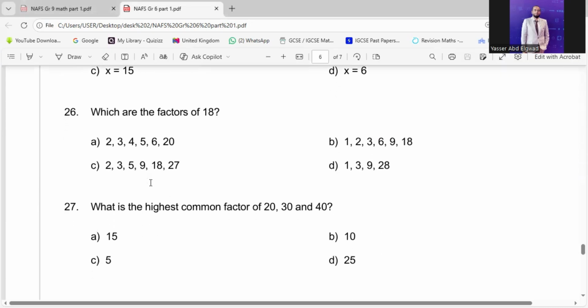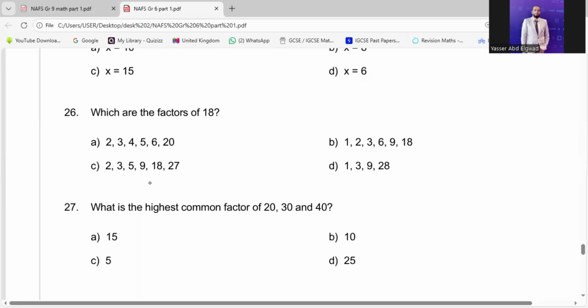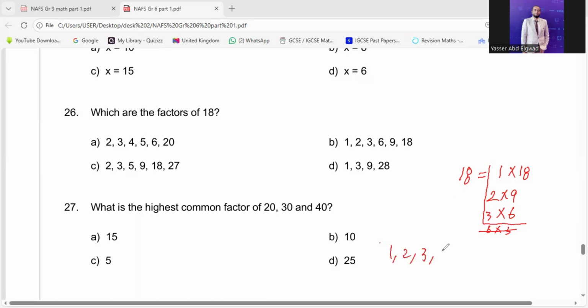26. Which are the factors of 18? Factors mean the numbers that multiply to give 18. 18 equals 1 multiplied by 18, 2 multiplied by 9, and 3 multiplied by 6. 4 no, 5 no, and 6 multiplied by 3 repeats, so we stop here. The factors are 1, 2, 3, 6, 9, 18. That is our solution.